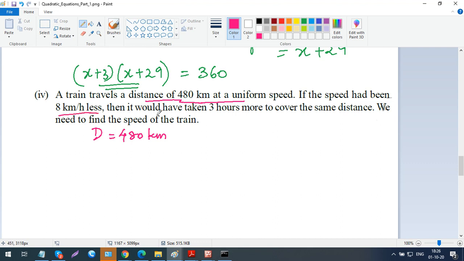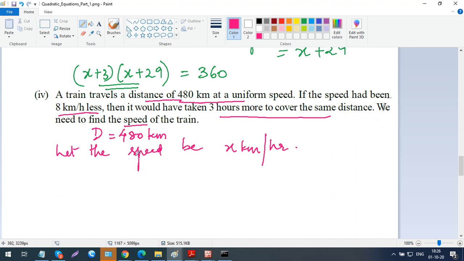Whenever you read this kind of a question, at one reading you may not understand it. Just look at the last line. It says find the speed. So you first assume, let the speed be x kilometers per hour. Now, if the speed is x kilometers per hour, then what will be the time? The time is going to be distance divided by speed. This is the formula, right? You should be knowing this. So the time is going to be 480 divided by x. This is the time taken normally.